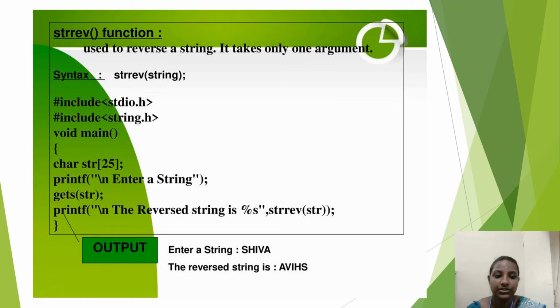In this program, we have #include stdio.h, and the next header file is string.h, which is used for the built-in string handling functions. We are using the built-in function strrev, which is used to perform reverse. We are declaring a string of size 25, and the printf statement says enter a string. Using gets, we get a string called Shiva. Finally, the reversed string is produced by strrev of string, so we will get the output as AVIHS.